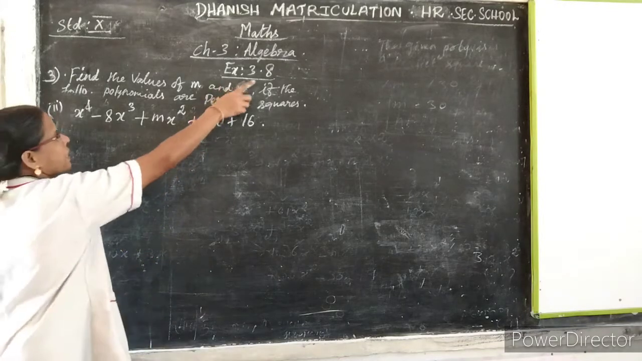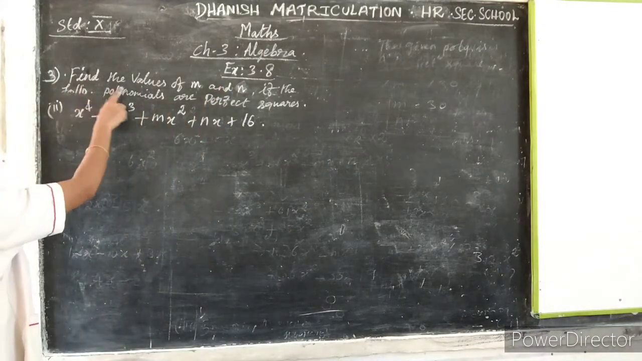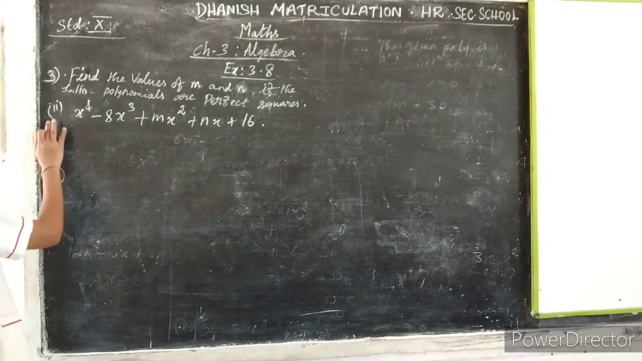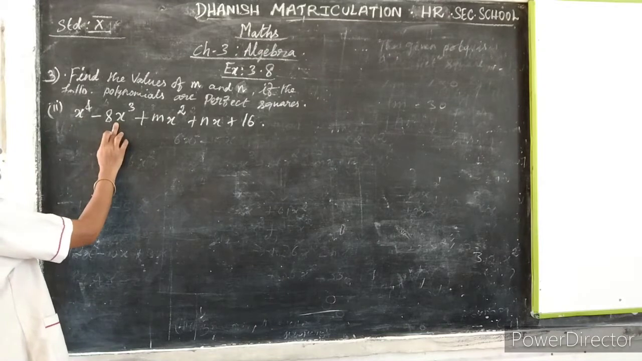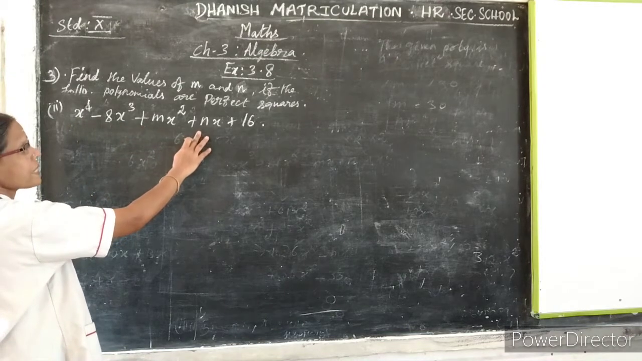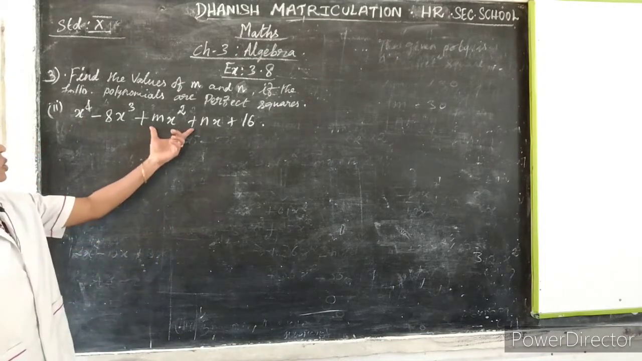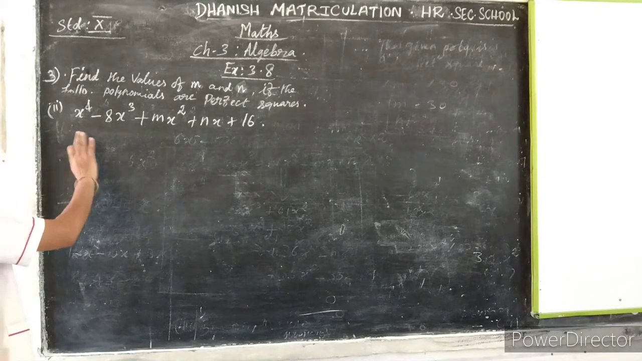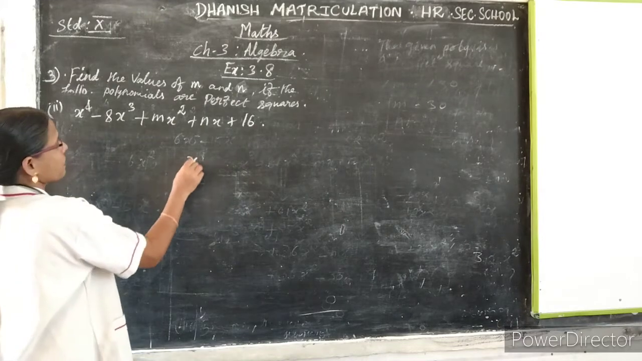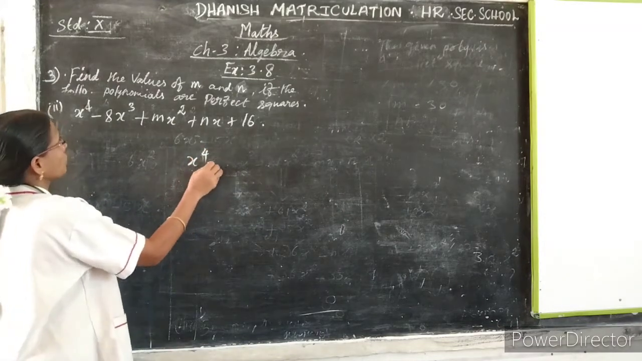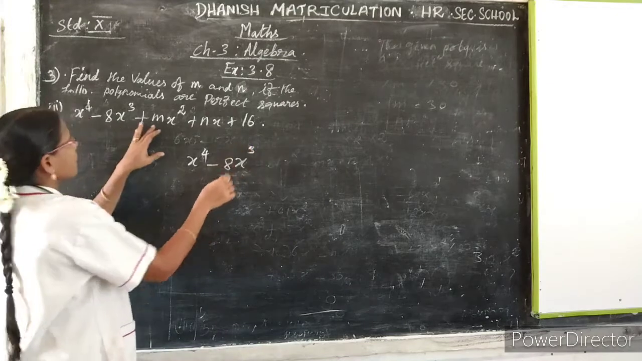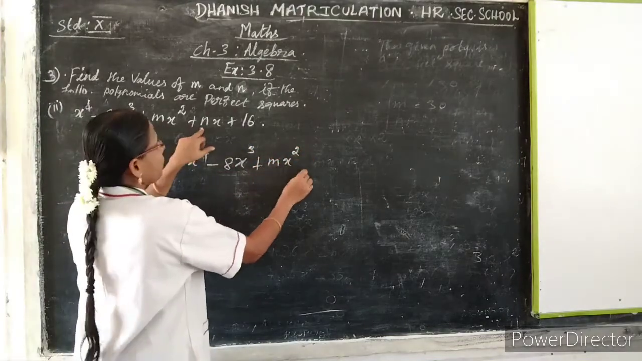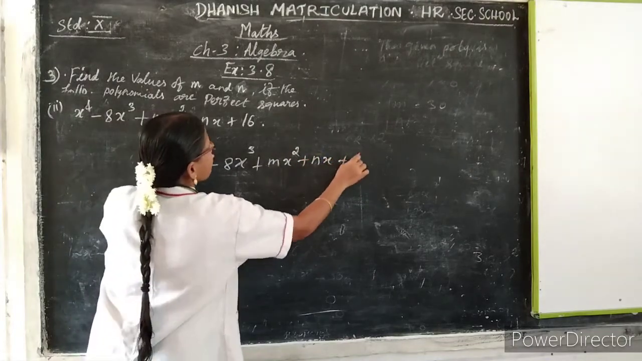Now from exercise 3.8, question number 3, find the values of m and n if the following polynomials are perfect squares. Second subdivision, x power 4 minus 8x cube plus mx square plus nx plus 16. Our unknowns are in the middle terms. So write the polynomial in standard form only. So x power 4, then write the x cube term minus 8x cube, then the x square term plus mx square plus nx plus 16.